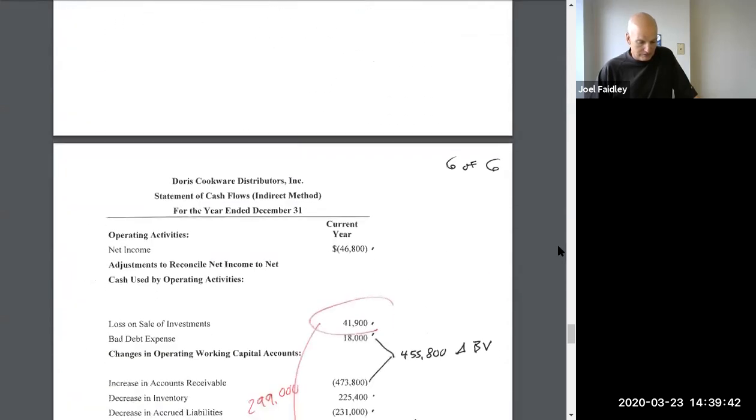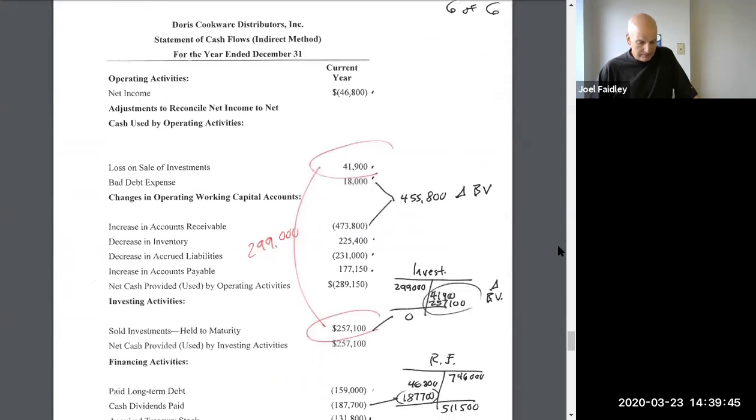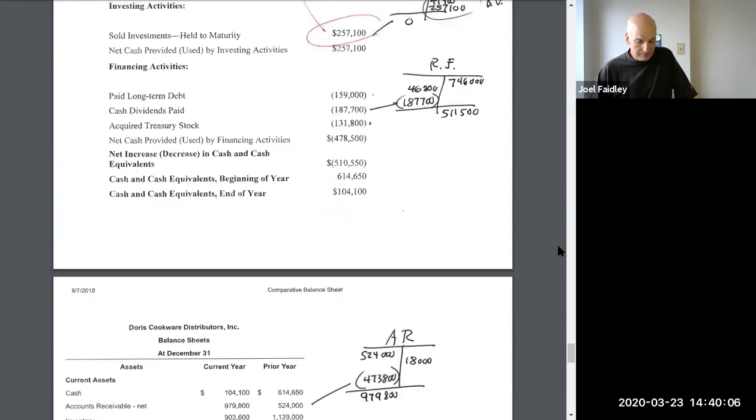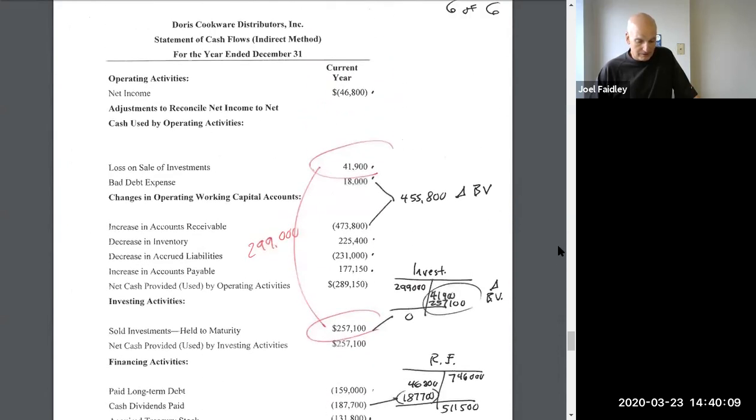I won't belabor all those points over and over again. Pretty standard. So the final one here is, look at our income statement. That's where you always start. $46,800 loss. Bad debt expense, loss on sale of investment. So here's another one with a loss. Add back losses, right? Subtract gains. 46,800. Back up here to the top, there's my $46,800 loss. Add back the loss, there's my bad debt expense. Again, I'm showing that relationship. Those two together have to mirror the $455,800 change in book value for my accounts receivable.